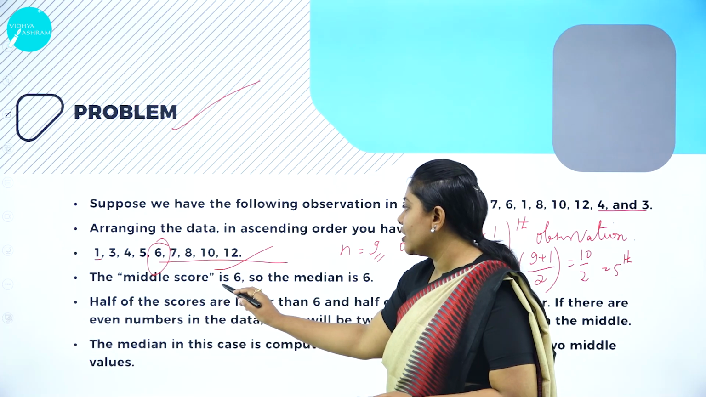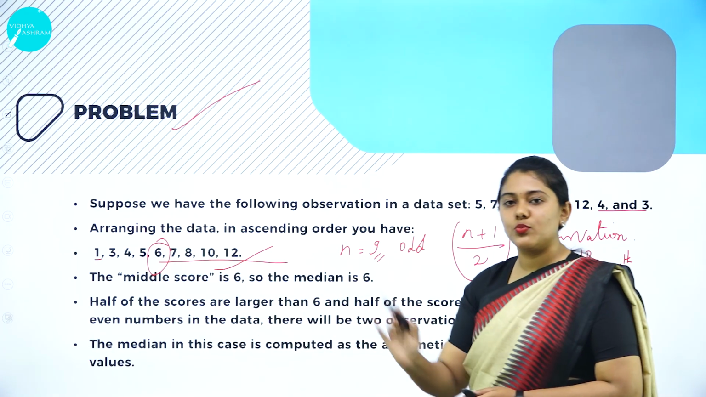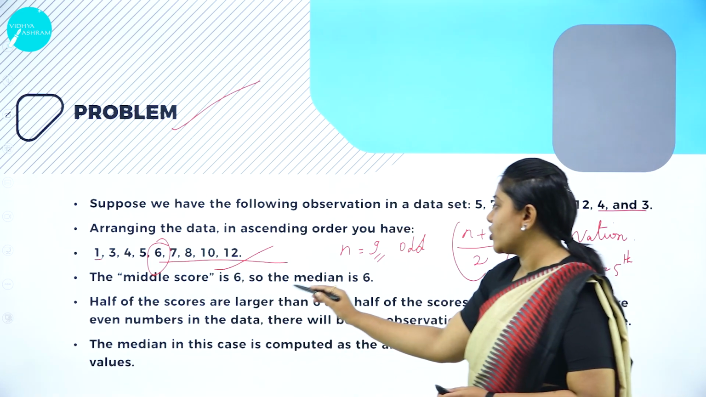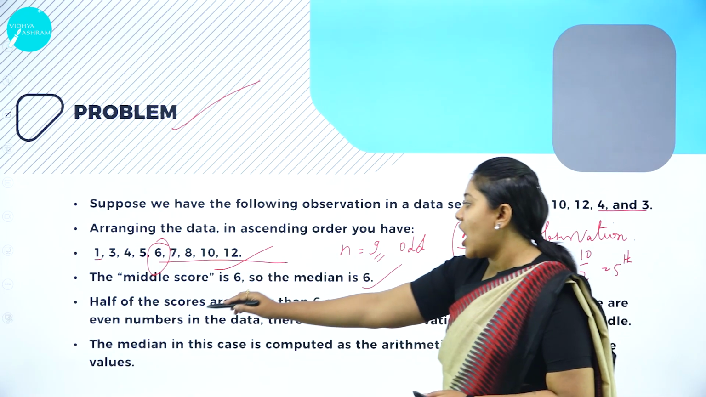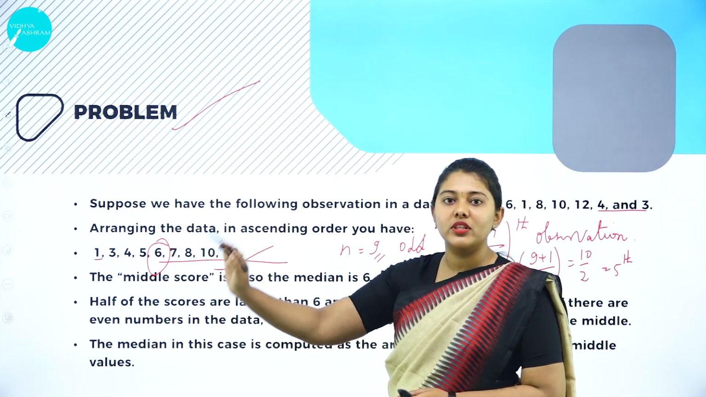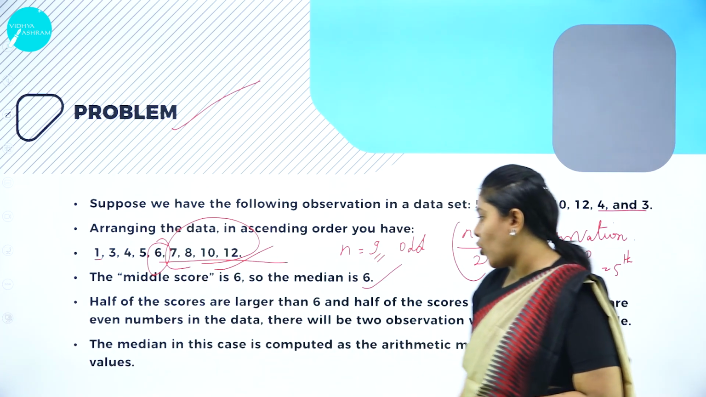So half of the values are lesser and the other half are the larger numbers. The middle score is 6. So the median is 6. Half of the scores are larger, as I have told you, since the median cuts into equal halves. Half will be the larger, half will be the smaller.